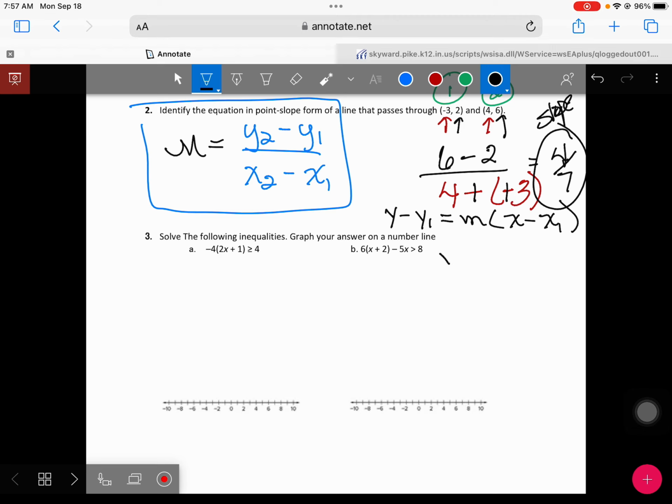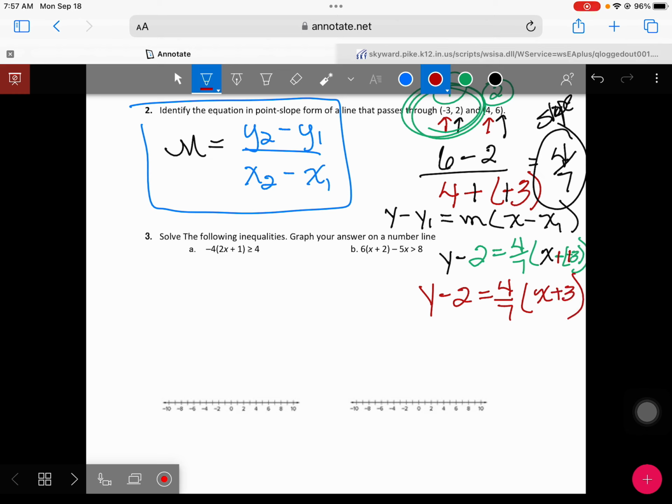So the first y stays the same, minus, I'm going to use these points from point 1, equals my slope, 4/7, times, that first x stays the same, minus negative 3. The only thing you need to simplify is this double negative at the end. X minus a negative 3, we don't subtract a negative, so it becomes x plus 3.